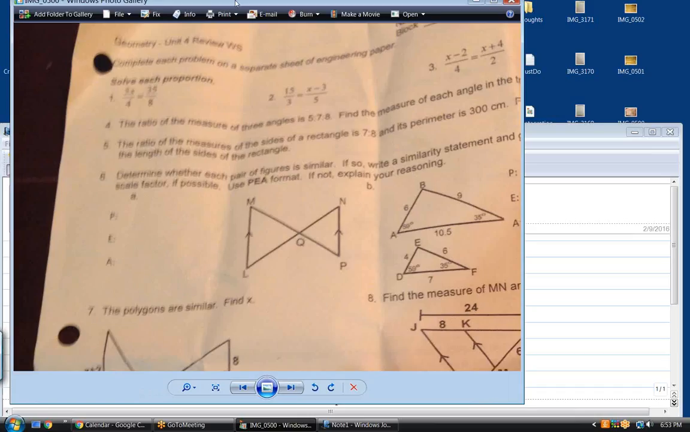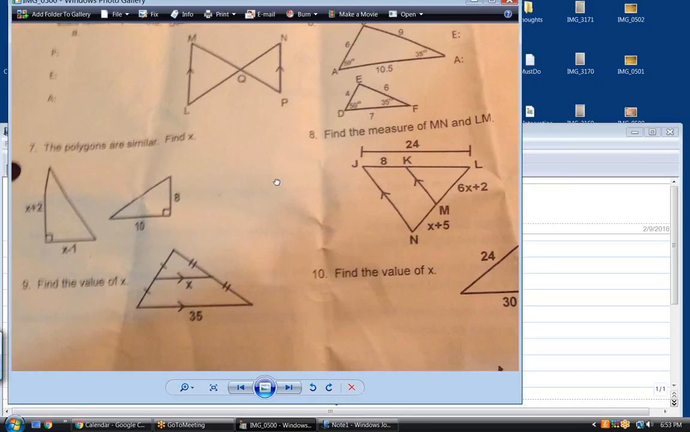PEA format. Do 6. Yeah, we can skip over 6 and go to 7. You sure? Yeah, 6 is pretty easy. Are you sure? Yeah. You want to do 1? No, that's easy. Okay, if you're absolutely sure. Okay, Dave says he's absolutely sure, so okay.